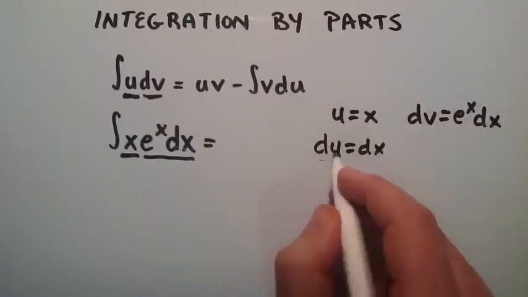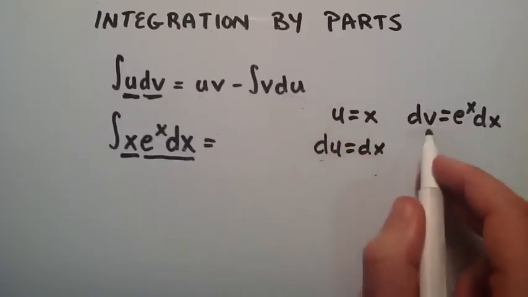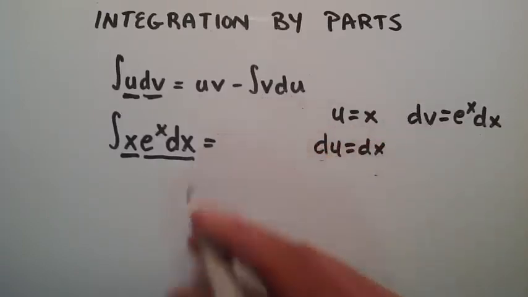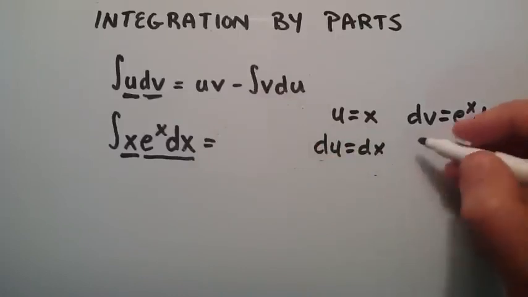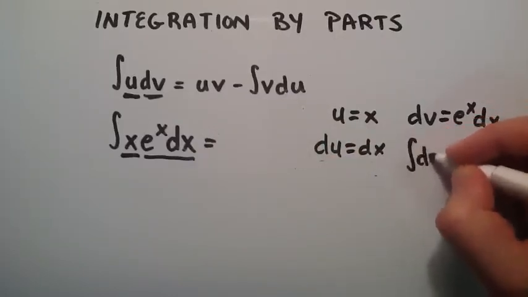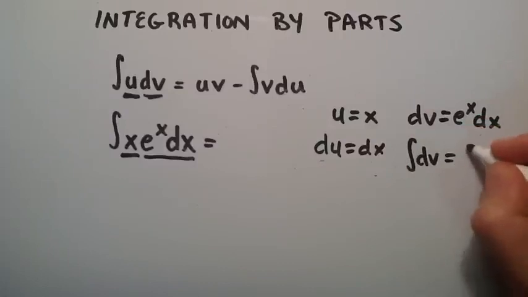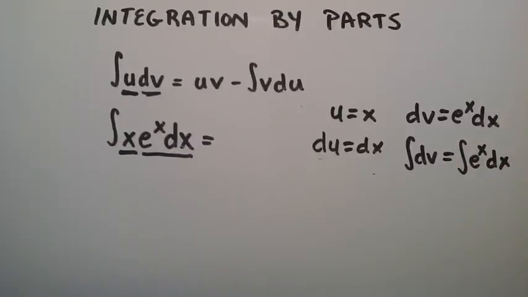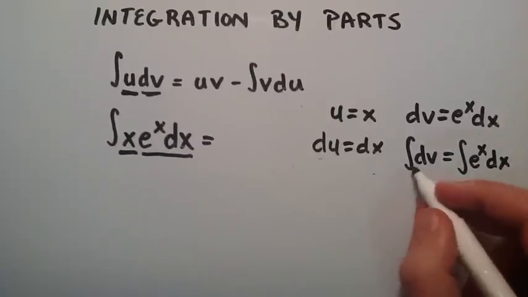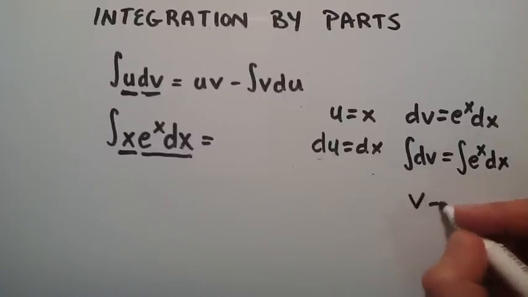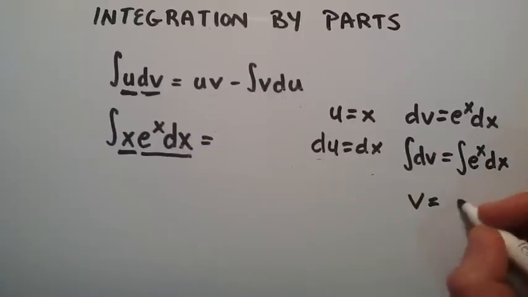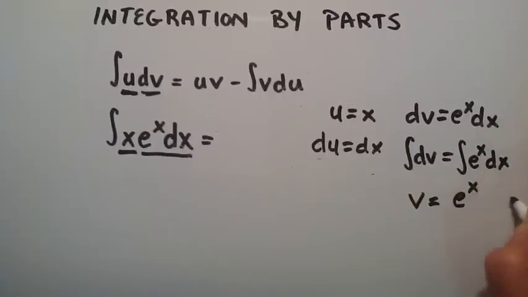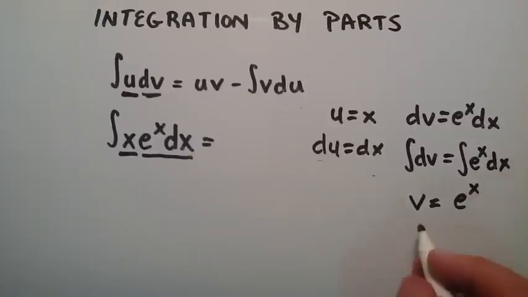So we've defined what du is. Now let's figure out what v is going to be. If we integrate the left and right hand side, we have the integral of dv is equal to the integral of e to the x dx. Integrating this side, we simply have v. Integrating this one, we have e to the x plus some constant, but we're not going to worry about the constant right now. So v is equal to e to the x.